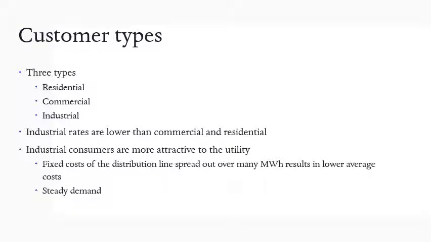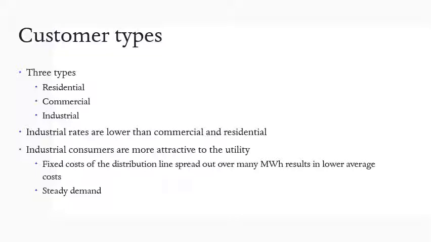There's usually three customer types. There's residential electricity customers. There's commercial, kind of like a grocery store or any commercial business. And then there's industrial, places that are using a lot of electricity. Industrial rates are often lower than commercial and residential because they're essentially buying in bulk. Industrial consumers are more attractive for the utility because the fixed cost of the distribution line is spread out over many megawatt hours, which results in a lower average cost.